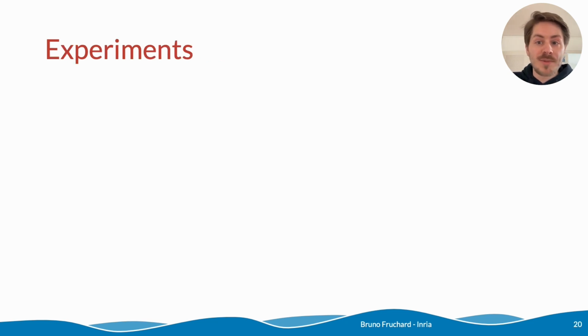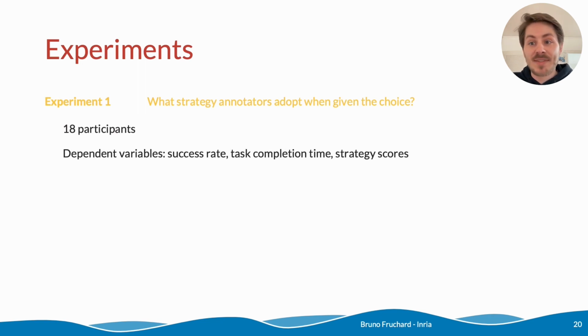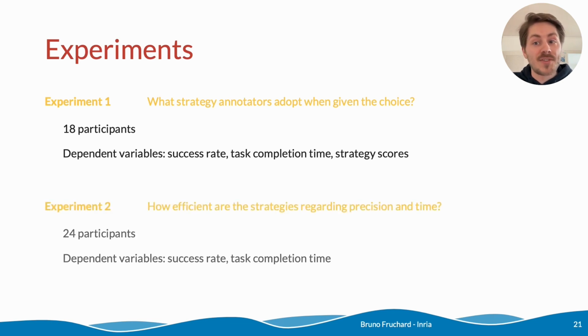We ran 2 experiments. The first focused on strategy users adopt when given the choice. It included 18 participants and focused on 3 dependent variables: the success rate, the task completion time, and the strategy scores. The second experiment focused on the strategy efficiency, included 24 participants and focused on the same dependent variables, excluding the strategy scores.